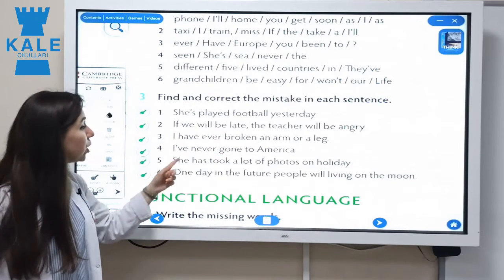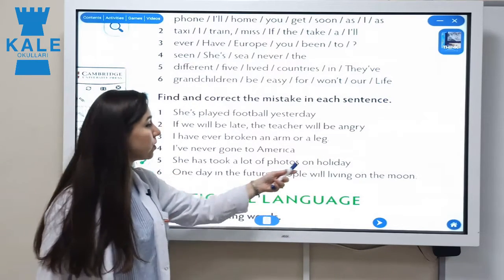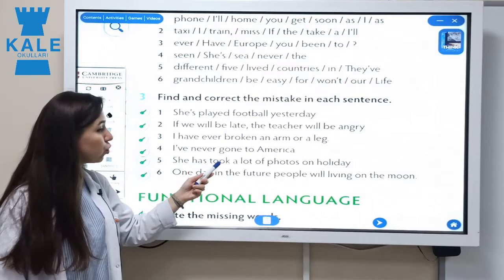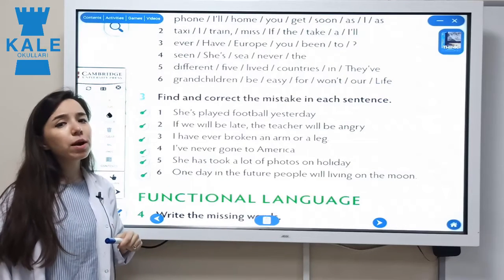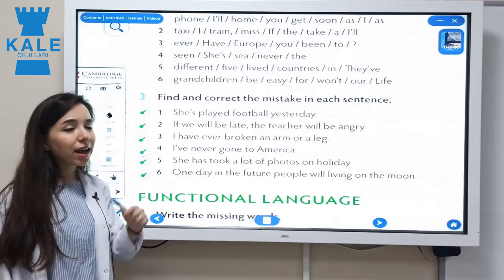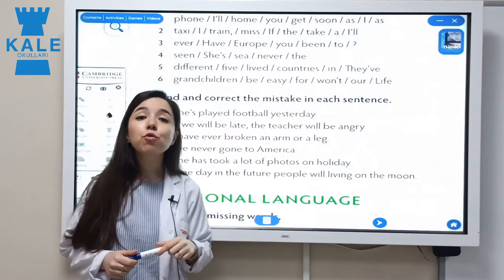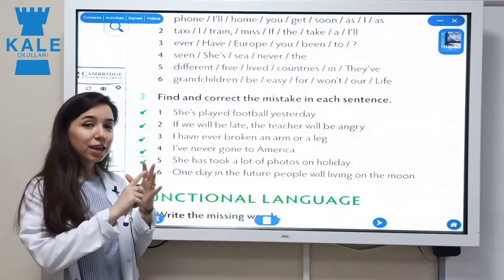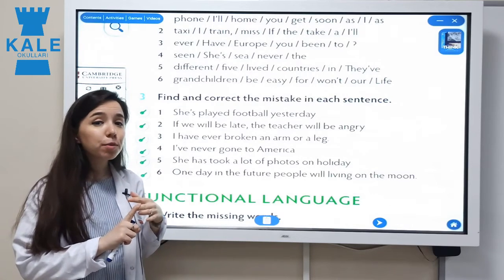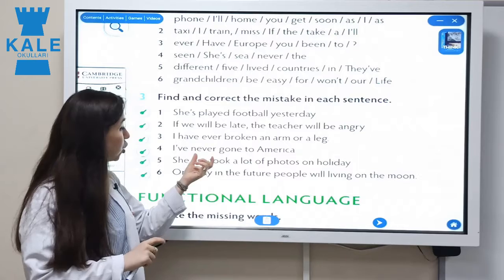And number 5, she has took a lot of photos on holiday. She has took, look at here. Which part do you think is the mistake here? Who can say? A little think about it. Took is the past simple form of take. Yes, take, took. And what is the past participle form of it? Taken.